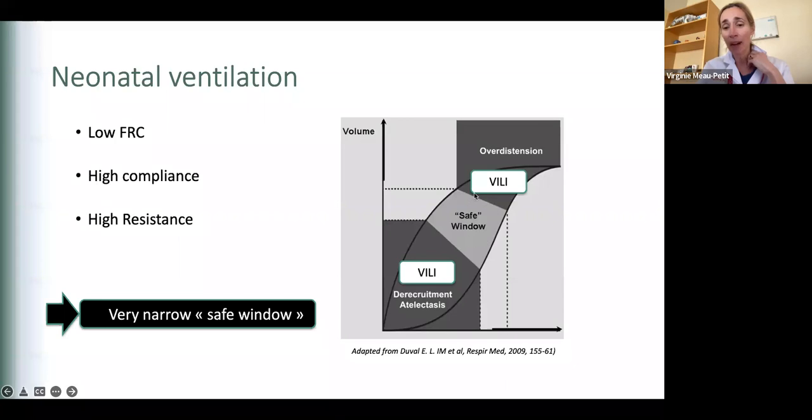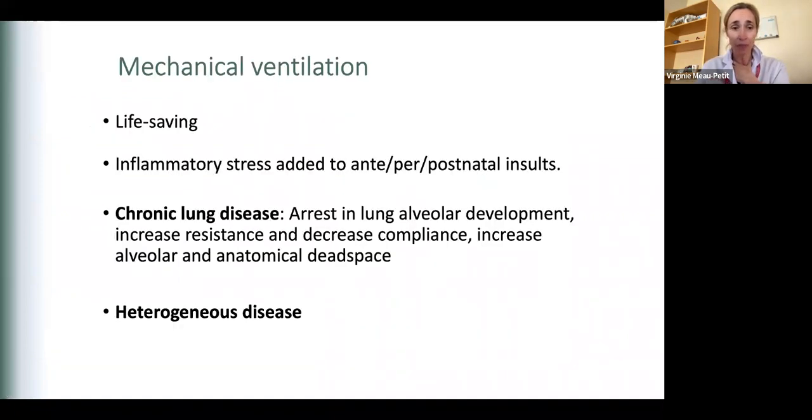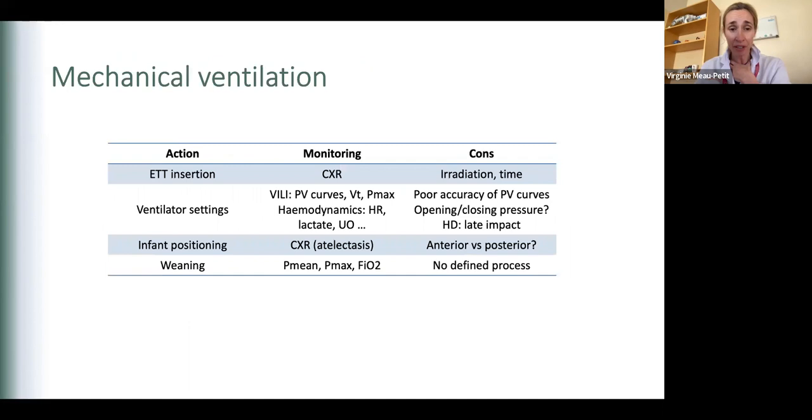What are the tools today to ensure that we're ventilating these babies within this safe window? Mechanical ventilation, of course, is life-saving, but it will add some stress to the antenatal and postnatal insults, leading to the development of chronic lung disease, which is an arrested lung development, changing again the mechanical properties of the lung and making it even more challenging, especially as this disease is very heterogeneous.